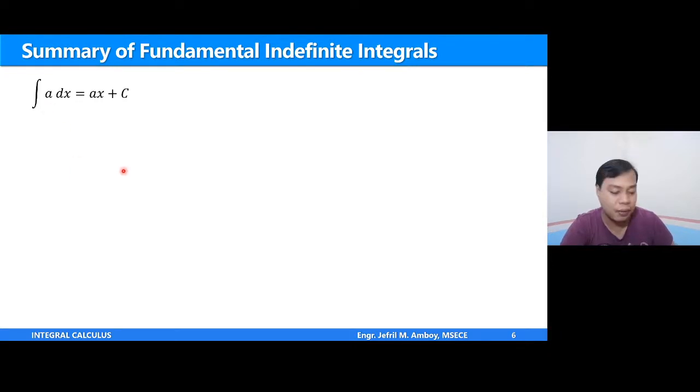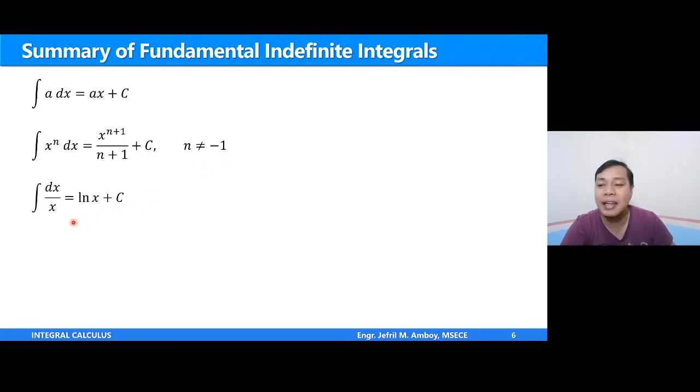And then the integration of powers, the integral of the power function x to the n, is x to the n plus 1 over n plus 1 plus c, where n cannot be equal to negative 1. Because if n becomes negative 1, it becomes dx over x, and that's a special case. If n becomes negative 1, x to the negative 1 is 1 over x, and the integral of dx over x is ln of x, plus c, because it's indefinite.